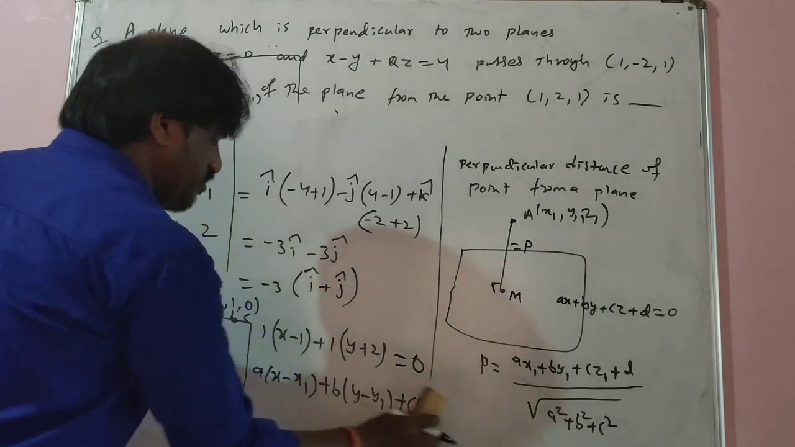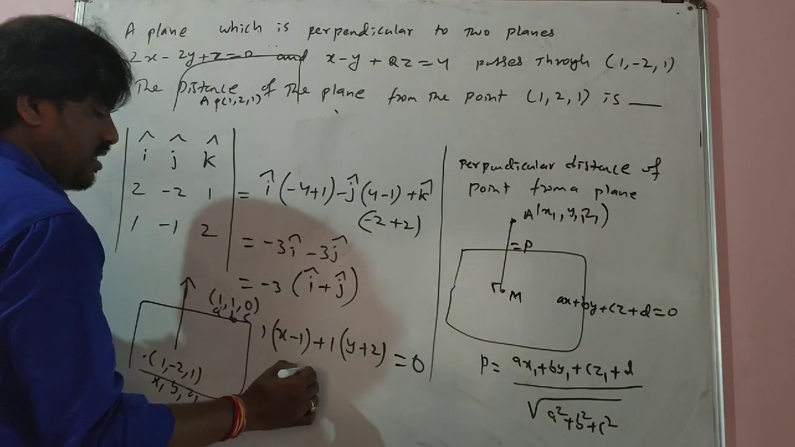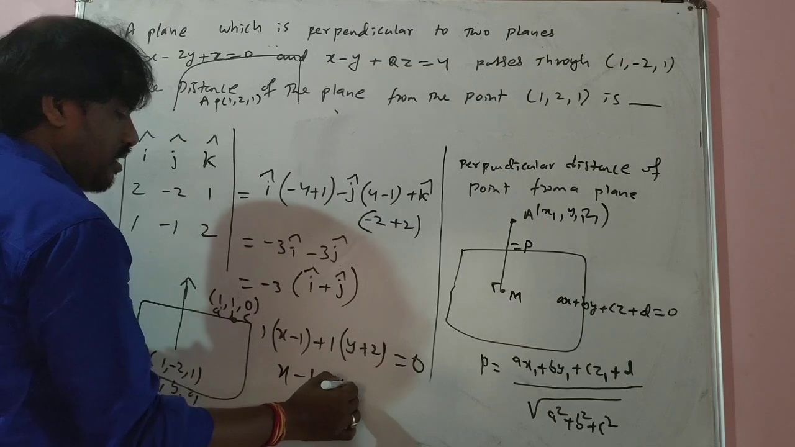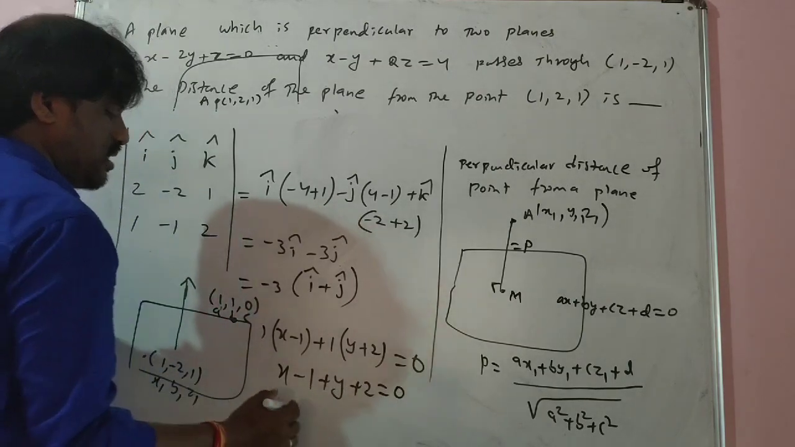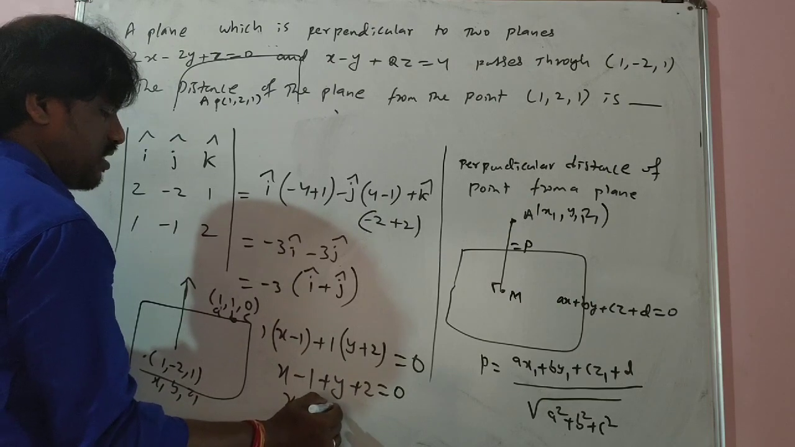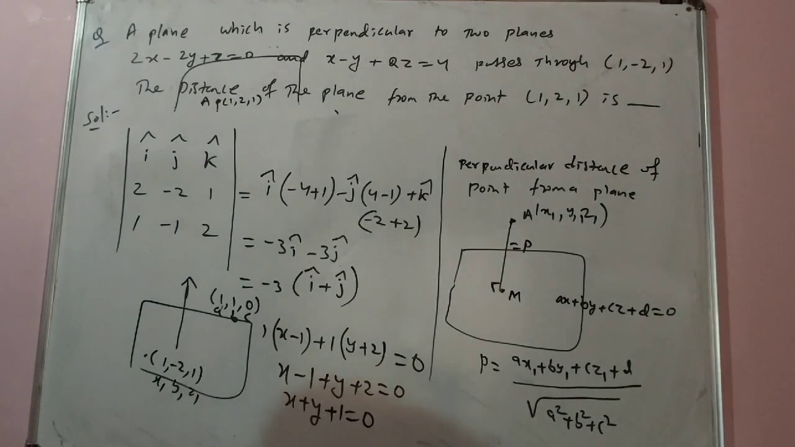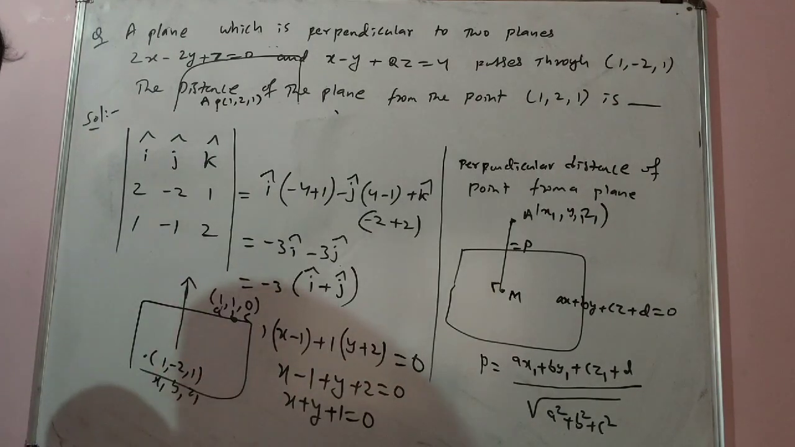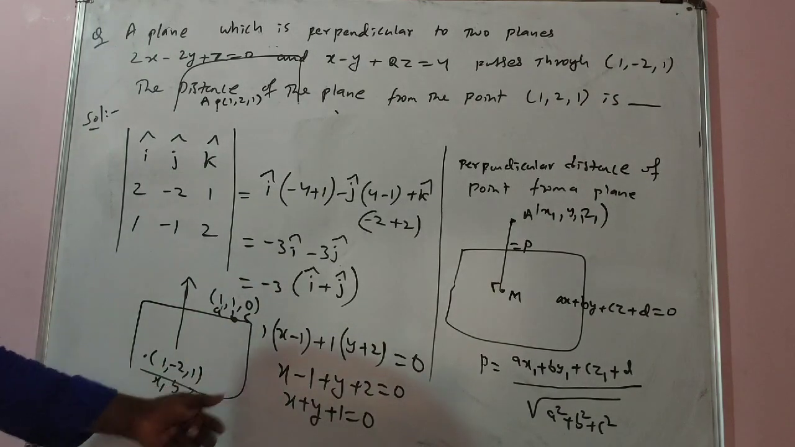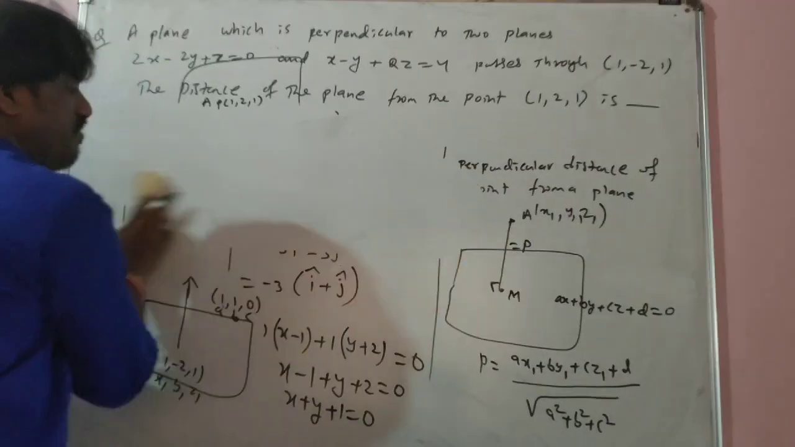How am I getting the equation of the plane here? The equation of the plane: x minus 1 plus y plus 2 is equal to 0. It means I am getting x plus y plus 1 is equal to 0. This is the equation of the plane I got. There is no z concept, z is 0, no problem. So you got the equation of the plane.